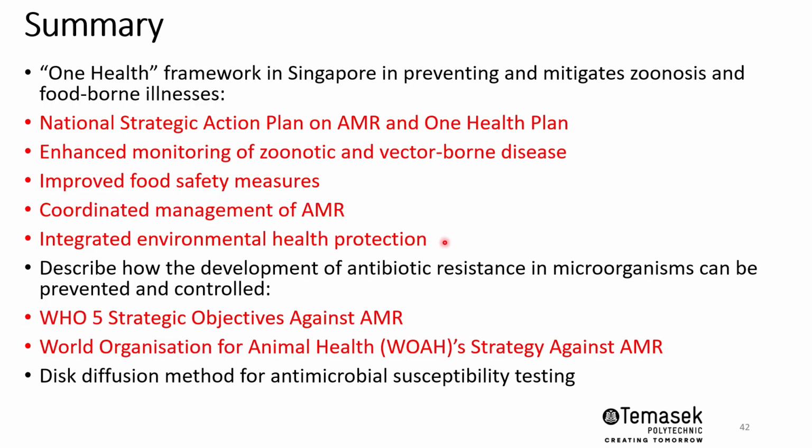We know that the One Health concept is important because it entails the three domains or areas that we look at, which are human health, animal health, as well as environmental health. We also look at how the development of antibiotic resistance in microorganisms can be prevented and controlled. So the WHO has outlined 5 strategic objectives against AMR, as well as the World Organisation for Animal Health, its strategies against AMR. In totality, these strategies help to minimize the selection pressure and help to slow down the rate of antimicrobial resistance.